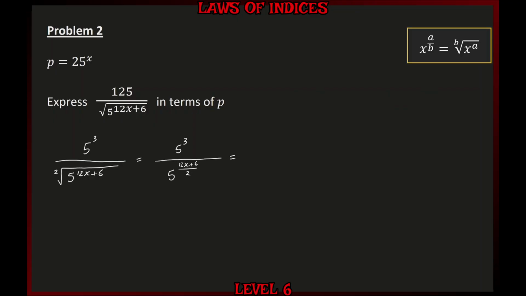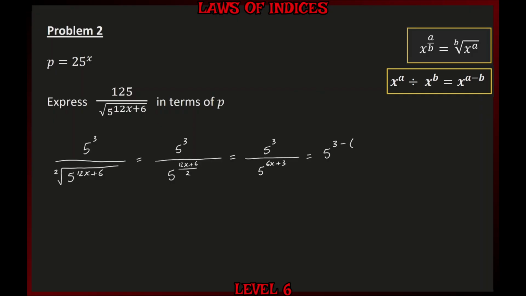Now 12x plus 6 divided by 2 is equivalent to 6x plus 3. So we now have 5 to the power of 3 over 5 to the power of 6x plus 3. Now in this fraction, we're dividing the numerator by the denominator. So we can use this law, which tells us that when we divide indices, we subtract the powers. So we have 5 to the power of 3 minus (6x plus 3).